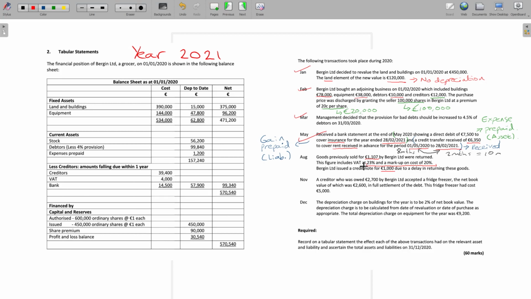So for August, we have goods previously sold for 1,107 by us, and they were returned. The figure includes VAT, so VAT of 23%, and a markup on cost of 20%. Bergen Limited, who are us, issued a credit note, so that's like a voucher. It essentially gave them their money back for €1,000 due to a delay in returning these goods.